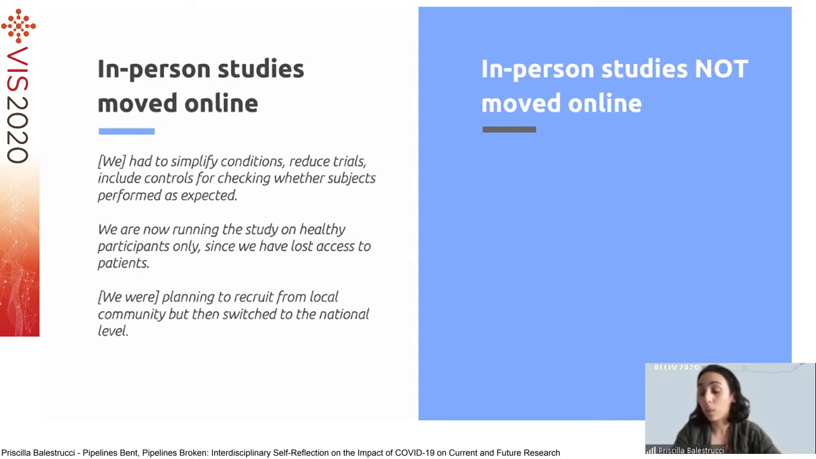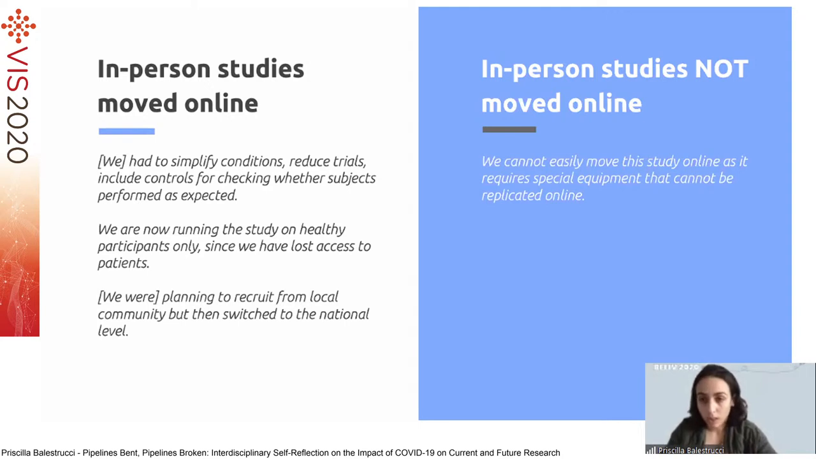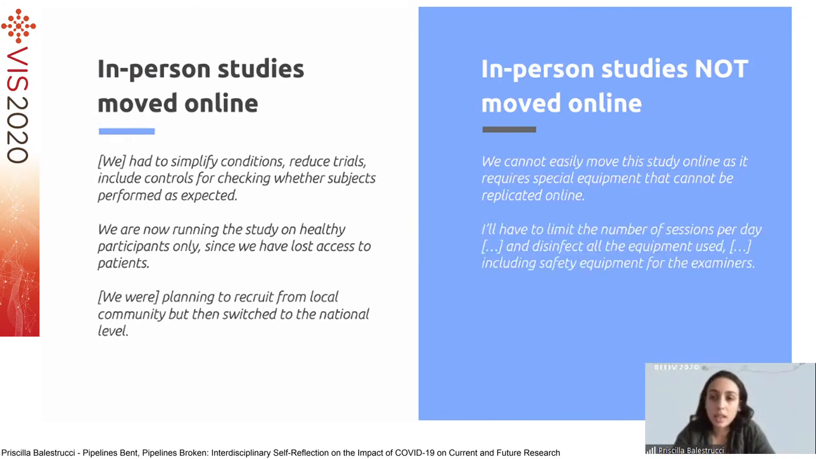For in-person studies that were not moved online, of course, the situation was different. When they were not able to continue, that was because they needed special equipment that was not possible to replicate online. Think about EEG sets or virtual reality sets and so on. For people that were already able to continue their studies, we found that they also needed to change the way that they were running the studies to accommodate new regulations in terms of safety for both experimenters and participants.